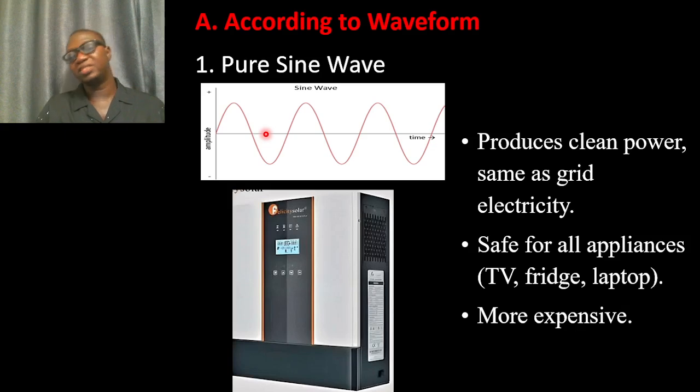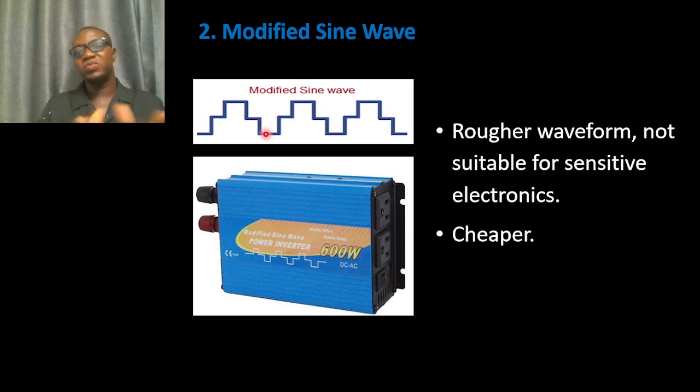And the next inverter that we are looking at, according to waveform, is the modified sine wave. When you look at the wave pattern, you see that it is quite different from the pure sine wave. Most of these inverters that are called sachet inverters are modified sine wave. They have a rougher waveform. The wave is not smooth, it is rough, because it's trying to mimic a pure sine wave, but it's not a pure sine wave. It is very, very rough and not suitable for sensitive electronics.